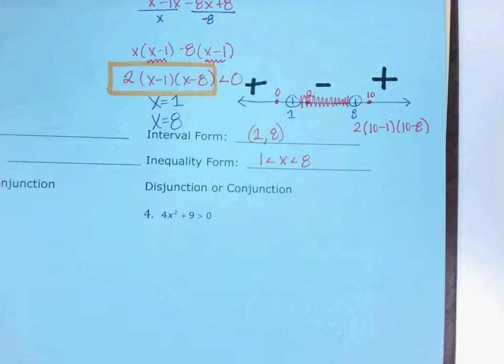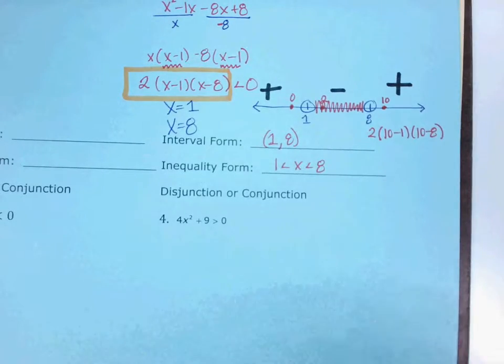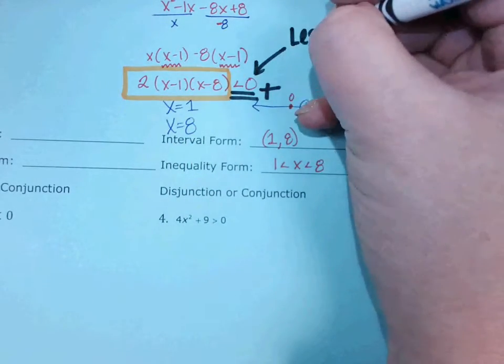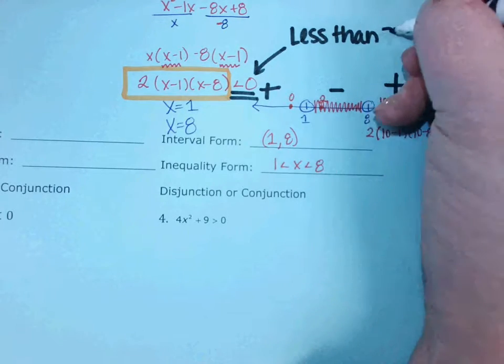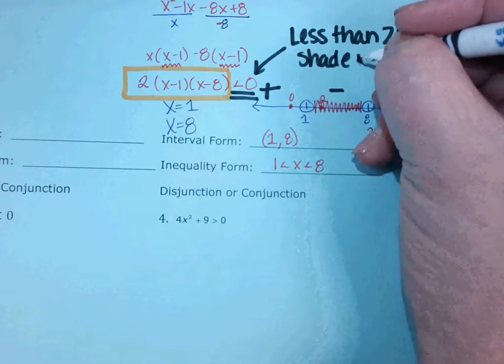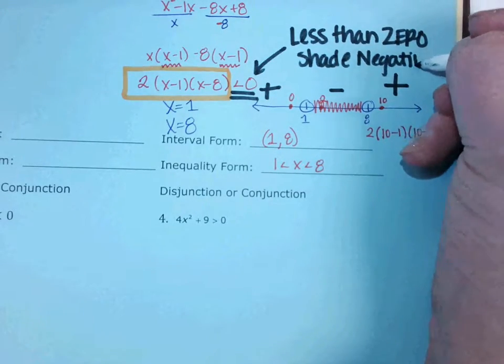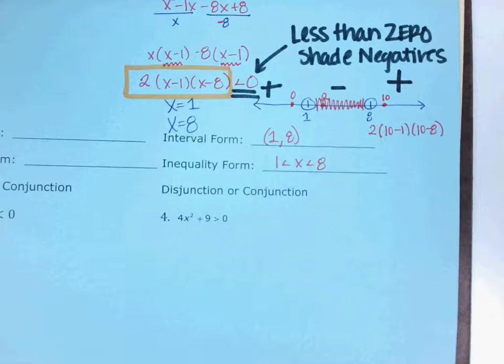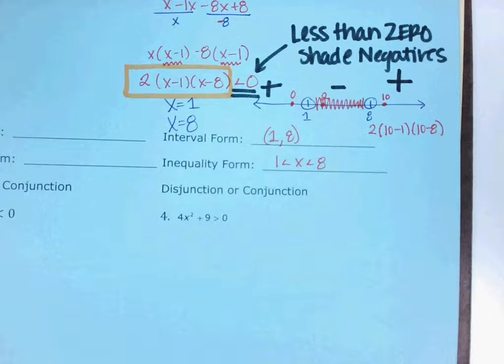Alright, go down for me please to number 3. That's the only other one off the front that we're going to do. Okay, and then also if you were gone yesterday, I'm going to make another little note here. Remember that if it's a less than 0, that means we want the negatives. What if it had said greater than 0? I would have been shading the positives. Yes? We're not going to talk about the structure. We are after the third example. Okay, go down to number 3.